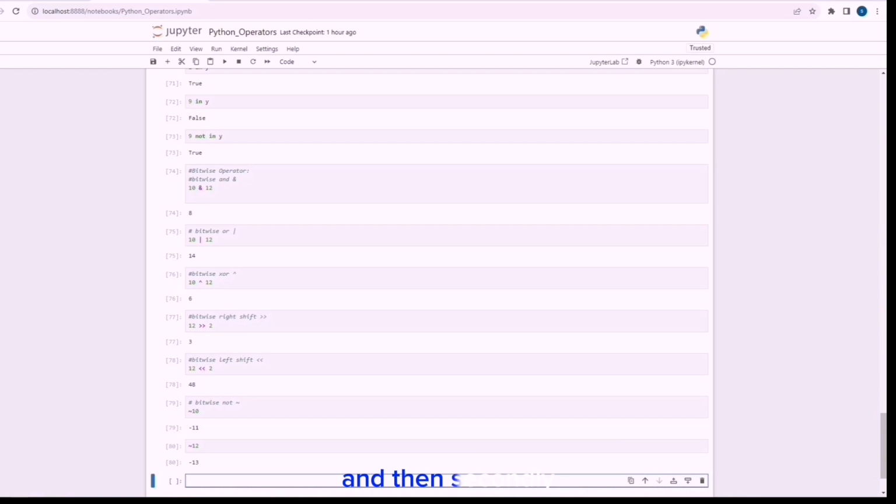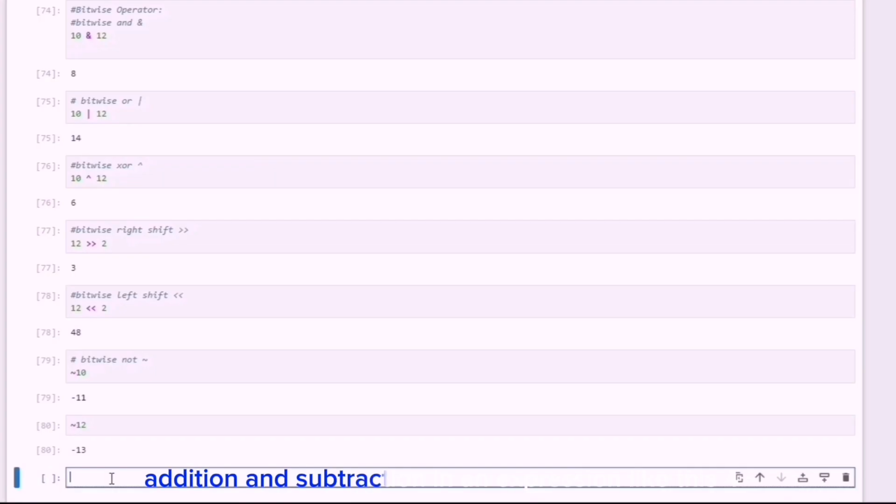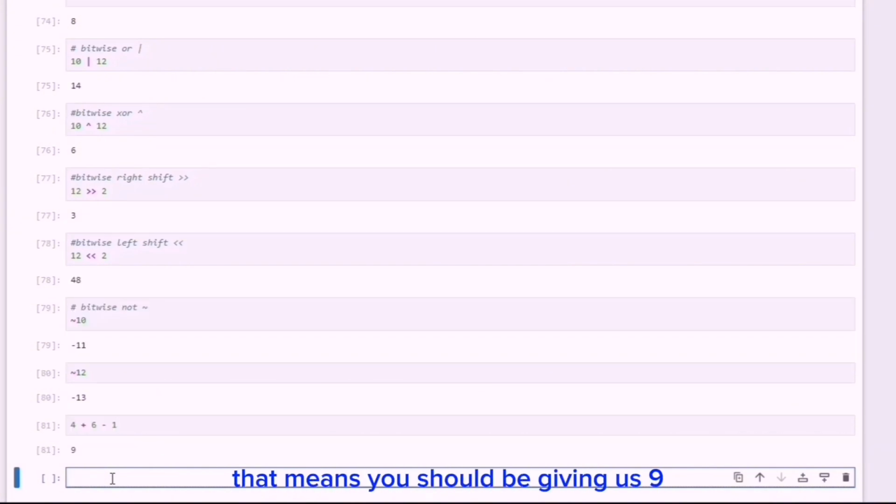Secondly, if you have addition and subtraction in an expression like 4 plus 6 minus 1, because they have the same level of preference, it always starts from the left to the right. That means it will first do 4 plus 6 minus 1 before it gives you the answer. That should give us 9. It did 4 plus 6, which is 10, then minus 1, which is 9. I believe this is understandable enough.